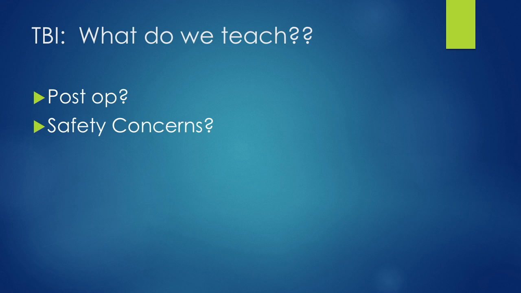And then any safety concerns. If it was a motor vehicle accident and they weren't wearing a seatbelt, this is a good time to bring in that primary prevention. So wear a seatbelt, wear a helmet, things of that nature. And that is what I have for traumatic brain injury.